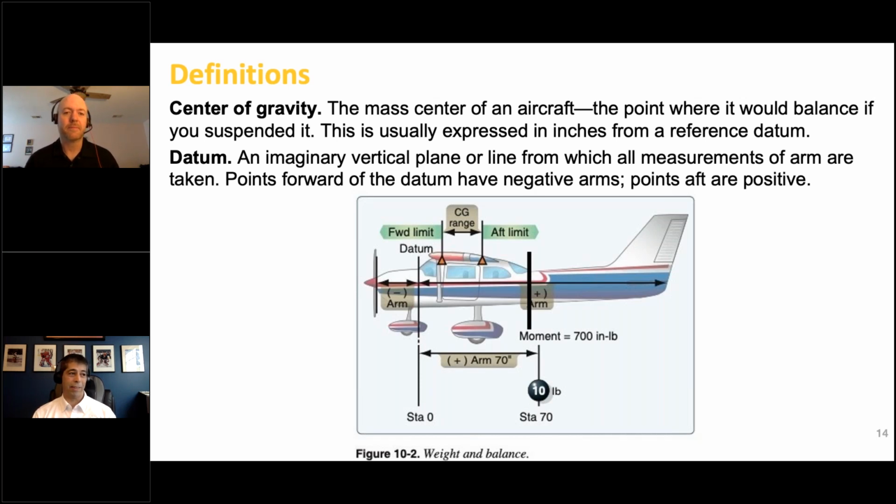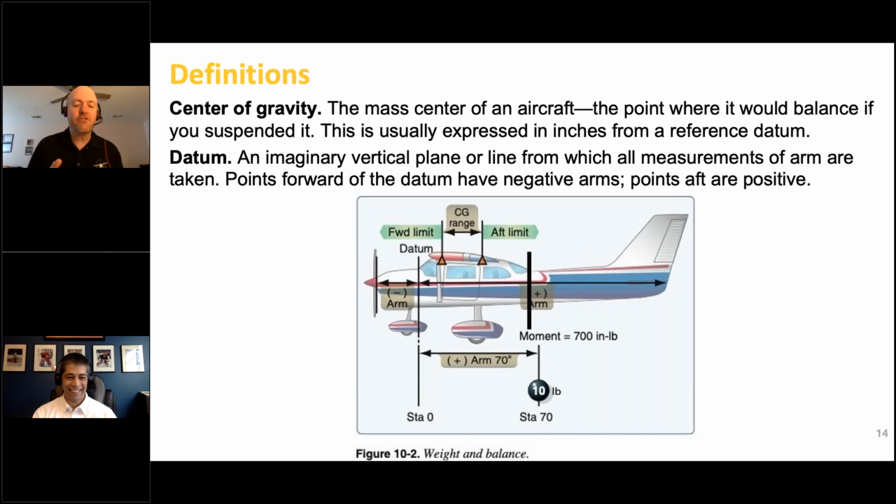The center of gravity is the mass center of an aircraft, the point where it would balance if you suspended it, usually expressed in inches from a reference datum. Oh my goodness, what's a datum? That's twice we've heard that. An imaginary vertical plane, and not every airplane has the same one, from which all measurements of arm are taken. Points forward of the datum have negative arms, points aft are positive. So that sounds kind of, help me, Chris, that sounds so stupid and nerdy.